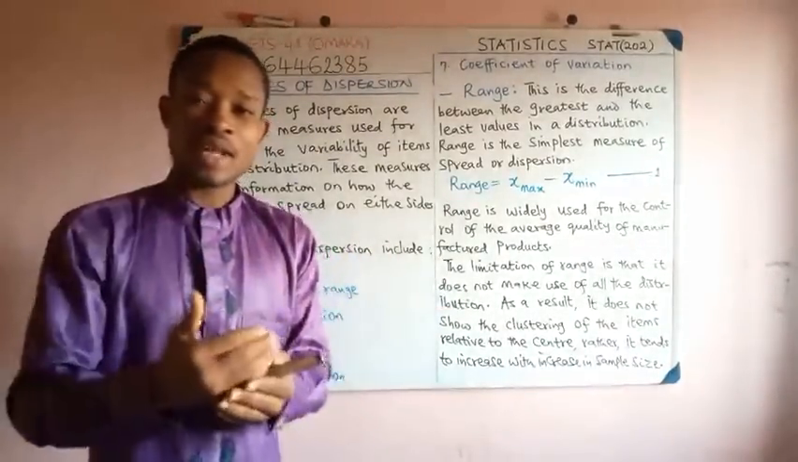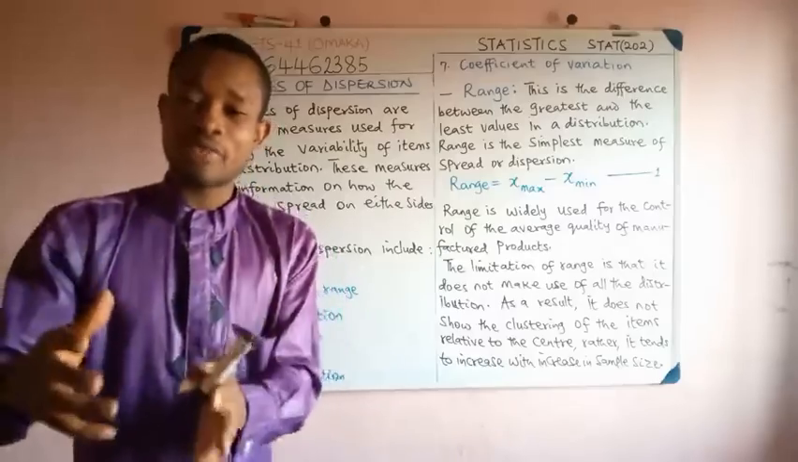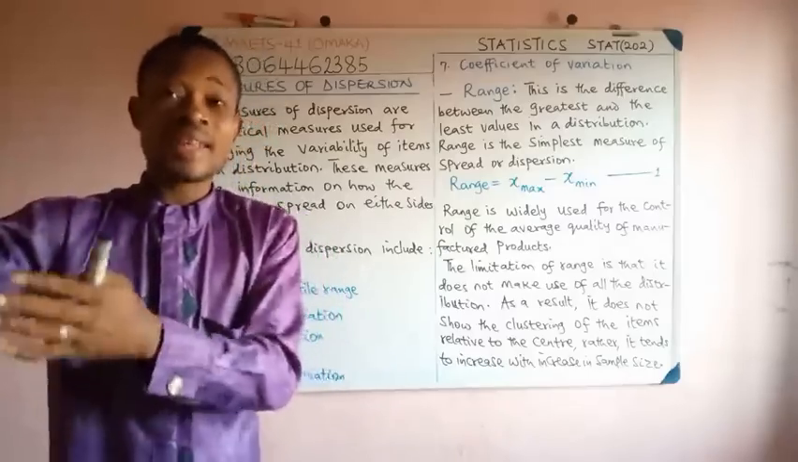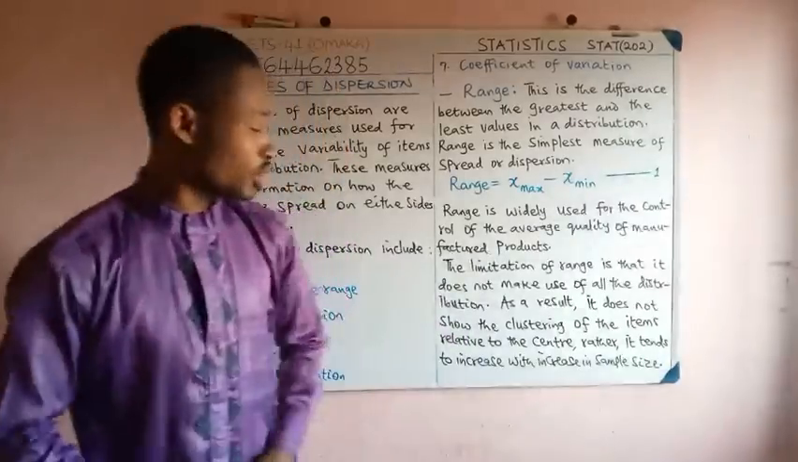Do that to be certain that the variation, maybe the range you got in the first 30 minutes of production, is not quite different from the range you got in the next 30 minutes, and like that. So you can set up a range chart. It helps us to determine the average quality of manufactured products.